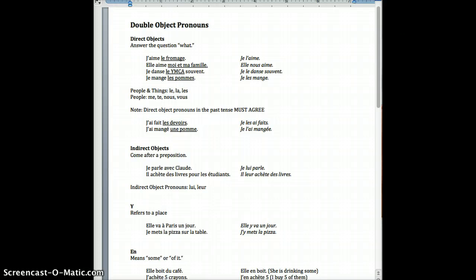Indirect objects come after a preposition. Je parle avec Claude. Avec is your preposition, so Claude is your indirect object. It becomes lui and comes before the verb, so you're going to say je lui parle. I speak to him. J'achète des livres pour les étudiants. For is your preposition, so les étudiants is your indirect object. Je leur achète des livres. I buy books for them. Yes, you can do a double object pronoun in this sentence, but let's not get ahead of ourselves. Your indirect object pronouns in this case are lui and leur.